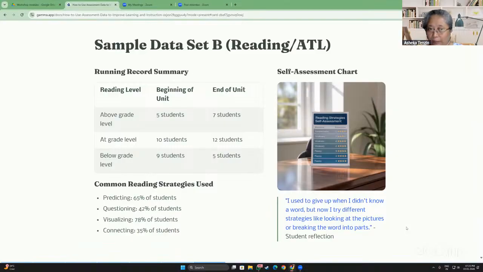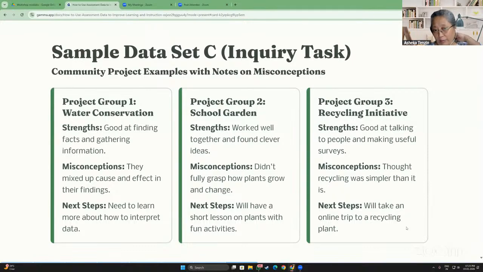All right. This is the second data set. The first data set was for math. The second data set is for English. And the third data set is about a community project, project-based learning, a science project that the students are doing in the class. They are divided into 3 groups. One group is inquiring about water conservation. The second group is inquiring about the school garden. And the third group is inquiring about a recycling initiative. So there are 3 different projects given to the groups, and this is the data there.